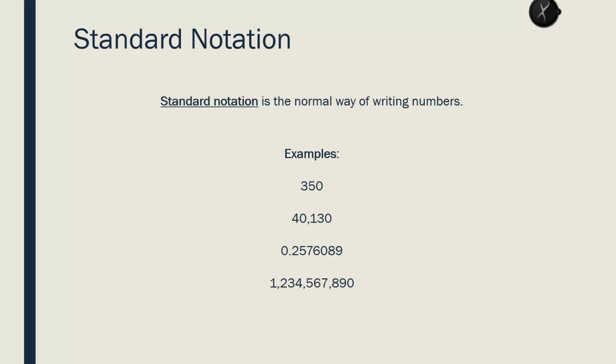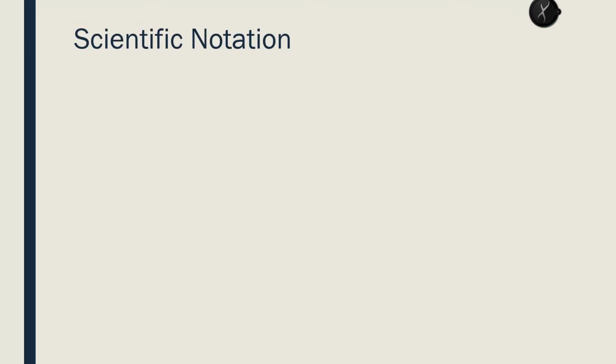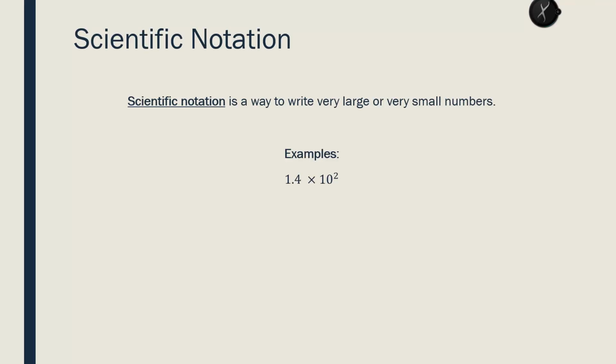Now, scientific notation looks a little bit different. Scientific notation is a way to write very large or very small numbers, and it's a way to save some time if you're writing very large or very small numbers. It looks like this: you've always got a coefficient, and it's being multiplied by 10 to some power. If it's a larger number, it's going to be a positive exponent. If it's a decimal, it's going to be a negative exponent.